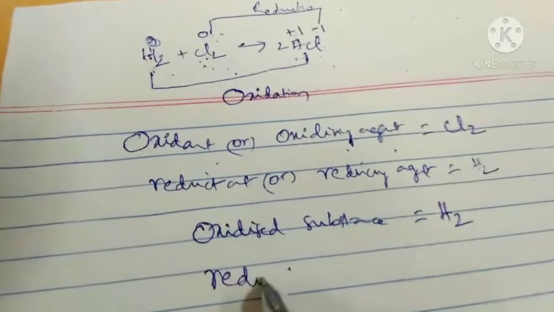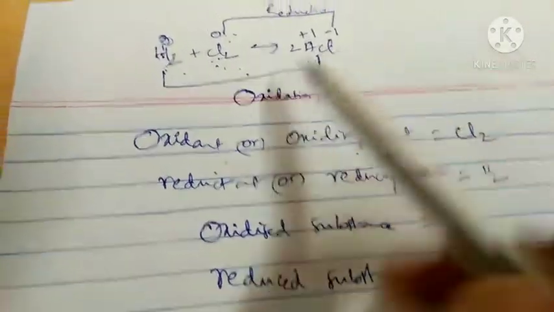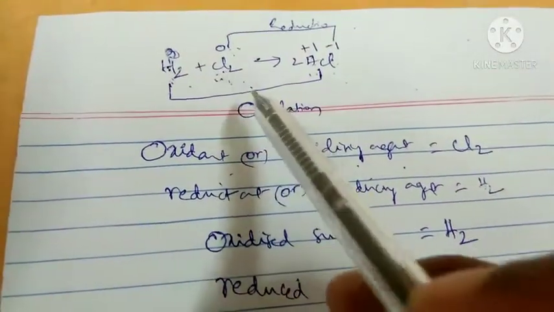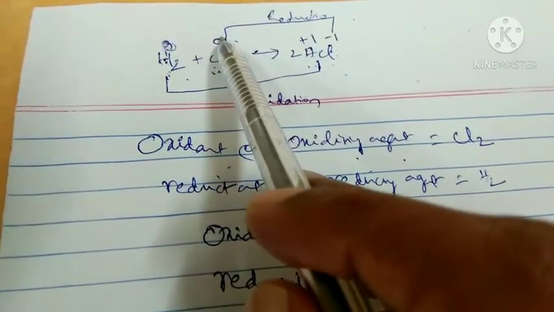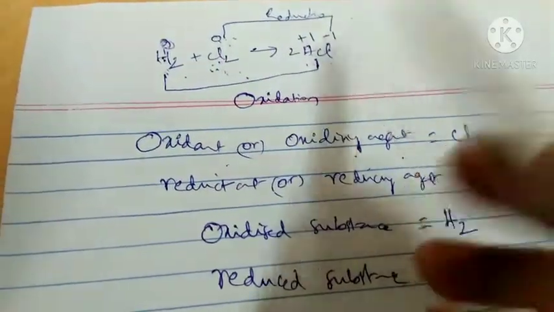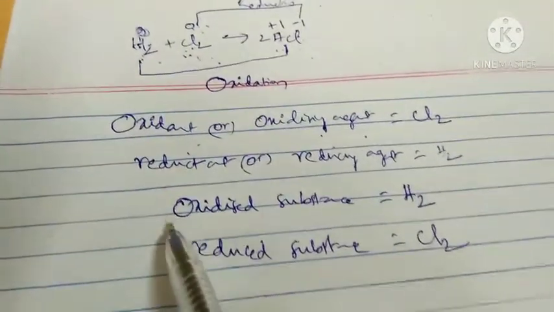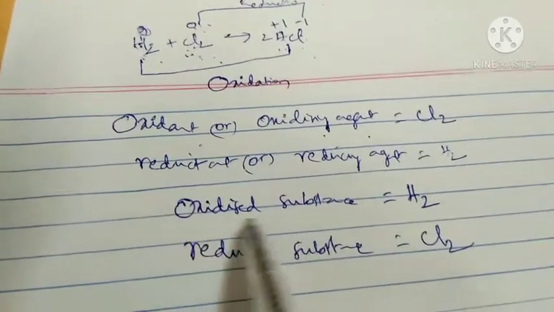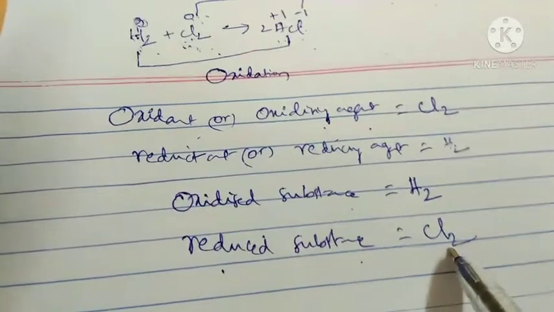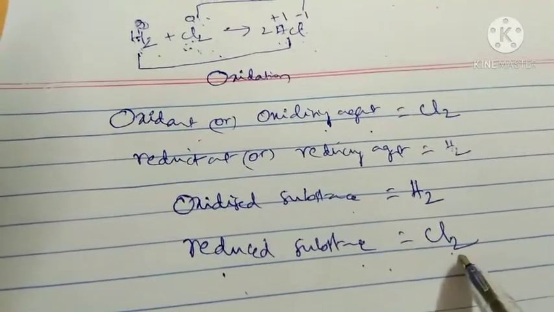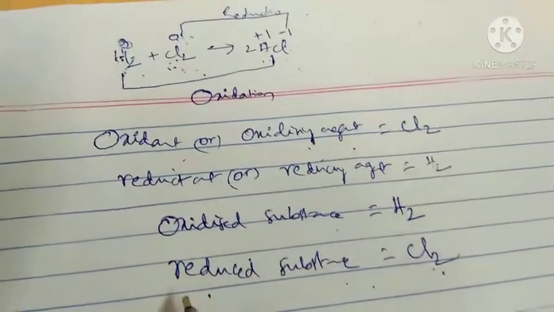Then what about reduced substance? What is the definition for reduced substance? If a substance decreases its oxidation state, that means here 0 to minus 1, that is the oxidation state decreasing. So that is reduced substance. Here one shortcut is there. Oxidized substance is involved in the oxidation reaction, and reduced substance is involved in the reduction reaction.